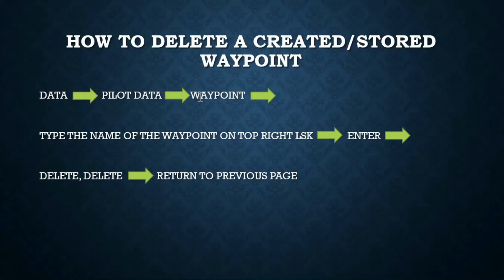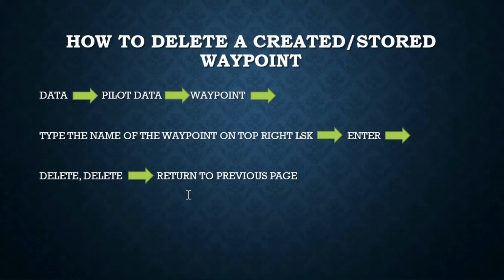So in order for you to delete a created waypoint or a stored waypoint, you go to data, then you select pilot data, and then you select waypoint. Then on the top right you will get a blank field where you've got to actually tell the FMS the name of the waypoint which you want to delete. Then you press enter, and then you're going to press delete twice, and that's about it, and that waypoint has been deleted. So not a big deal.